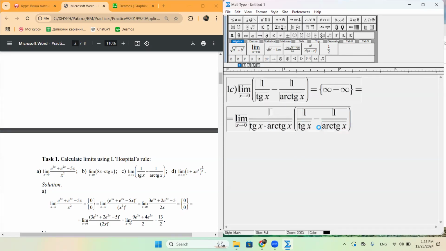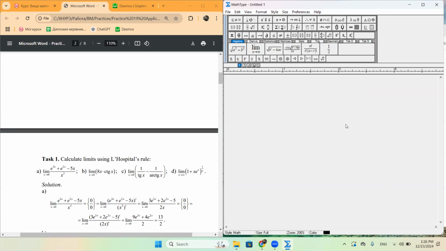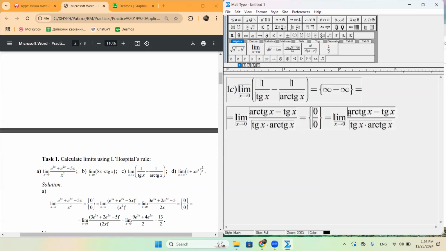And yeah, performing these actions, basically this is the fraction. Now we have the following indeterminate form: 0 divided by 0. And now we can use L'Hospital's rule. So now we will differentiate these functions, and we will see that we will have to differentiate a lot of times.